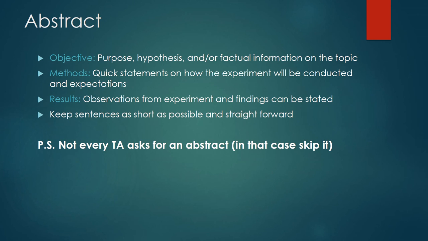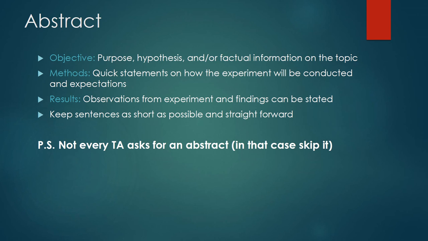And the abstract. There are three parts that you should make sure your abstract includes, which are the objective, the methods, and the results. The objective is where you include the purpose of your experiment, the hypothesis, and or factual information on the topic. The methods are quick statements on how the experiment will be conducted. Don't give the whole list of steps that you're going to be doing. Just one or two sentences as to what procedure you're using.